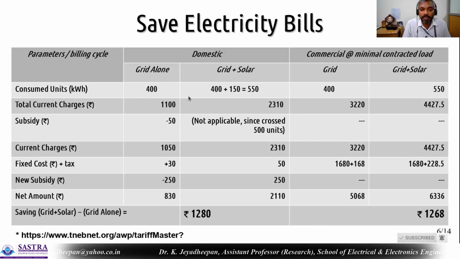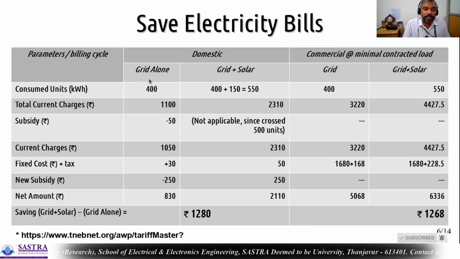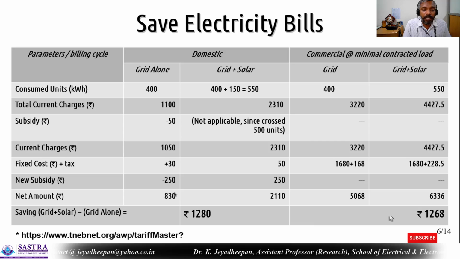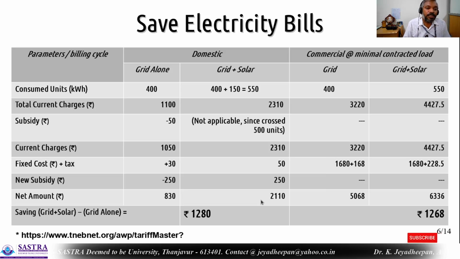Here one advantage is that you can avoid crossing the 500 unit limit, right? For example, from the grid alone you are going to take 400 units. If the consumption crosses 500 units, the billing will be very high, right? So 400 units means you will be paying 830 rupees itself, right? If it is 500 units, it means 900 rupees, right? But if you cross 500 units, that is you have consumed 501 units, you have to come to this particular 1950, something like that, right? So for one unit you will be paying 1000 rupees, something like that, right?